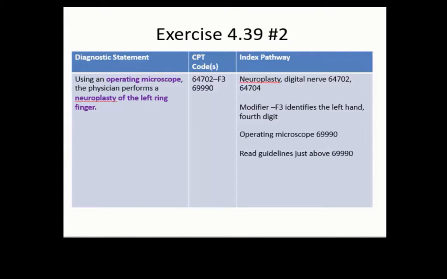And here's that problem we looked at a few slides ago. Using the operating microscope, the physician performs a neuroplasty of the left ring finger. Here's our codes. Our modifier F3, identifying the left hand, fourth digit, and the operating microscope is included with these two codes.